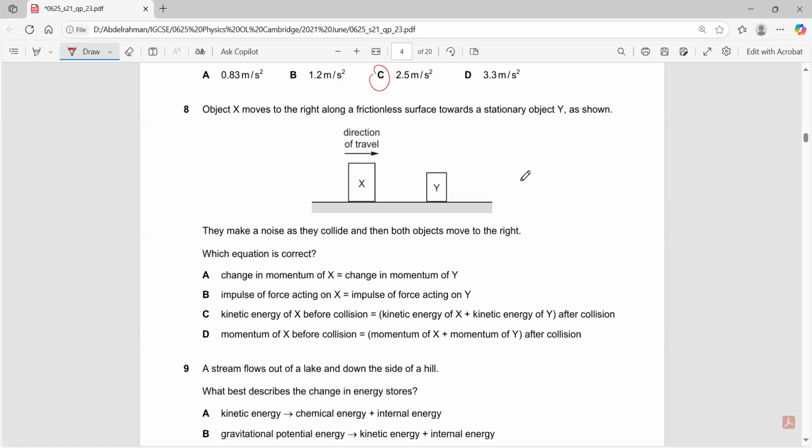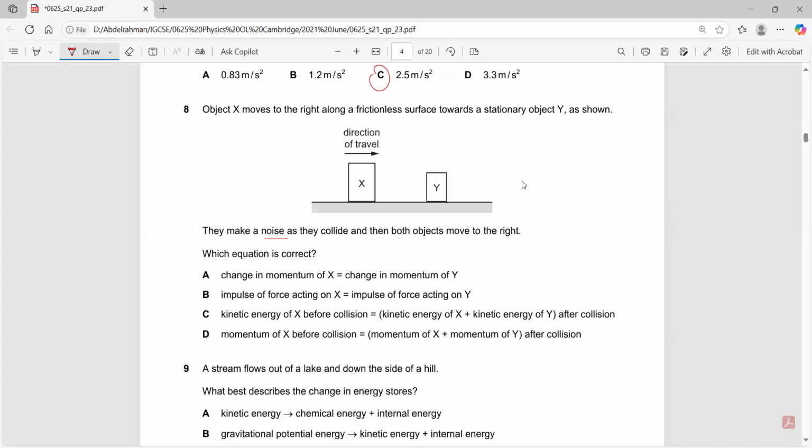This would be correct, okay? This would be correct if you had no losses. There is some loss due to what? Due to the noise of the collision. Impulse of force X is equal to the impulse of force Y, again, due to the noise, so it might differ slightly.